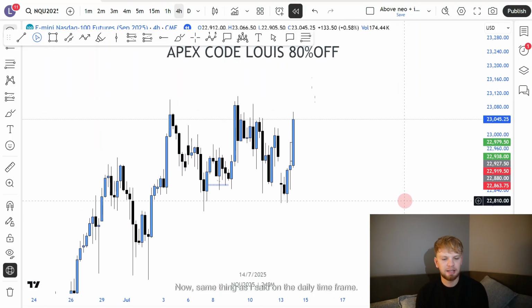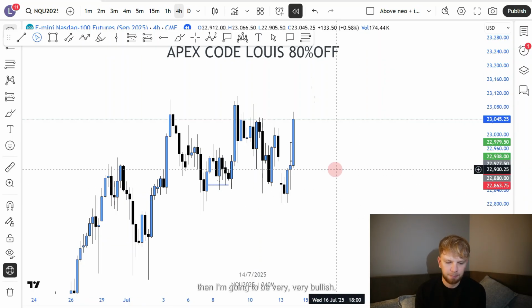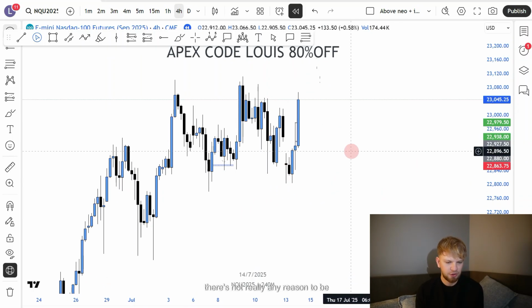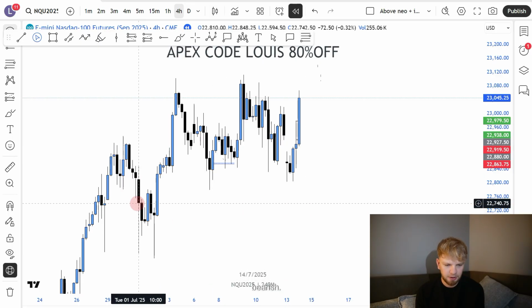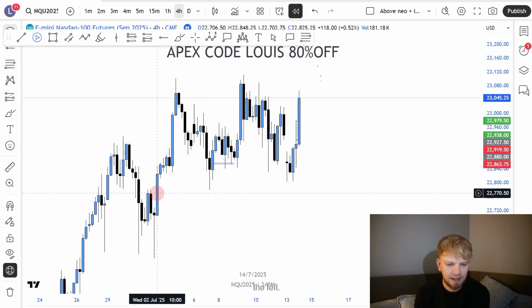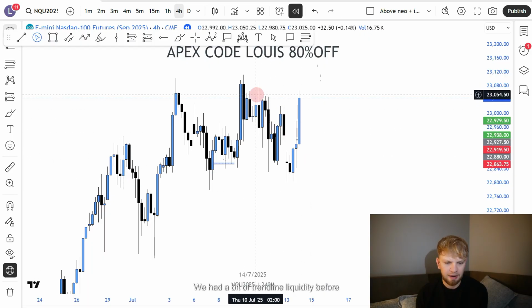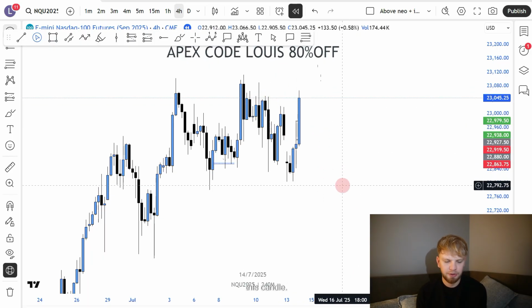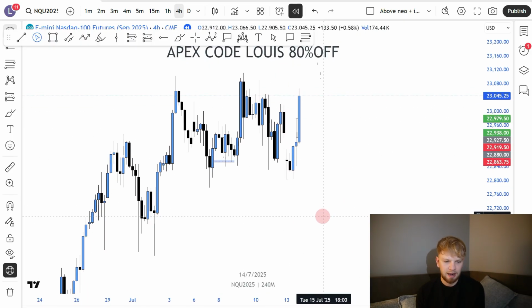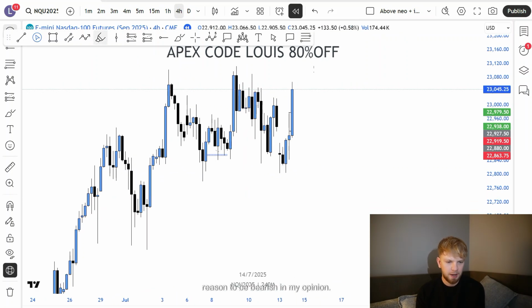Same thing as I said on the daily time frame, I'm only going to be bearish if I can find a reason to be bearish. If I can't find a reason to be bearish, then I'm going to be very, very bullish. And as you can see right here, there's not really any reason to be bearish. We're respecting this bullish fair value gap up to the left. Other than that, there's not a whole lot to go from. We had a bit of trendline liquidity before this candle. And yeah, other than that, there's literally no reason to be bearish in my opinion.